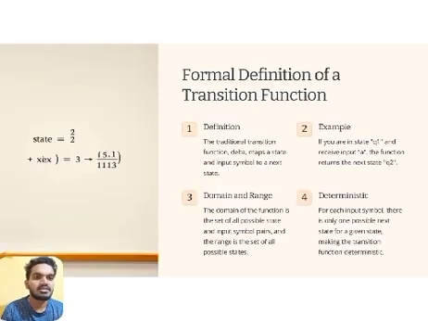Formal definition of a transition function. Definition: the traditional transition function delta maps a state and an input symbol to a next state. Example: if you are in state q1 and receive input a, the function returns the next state q2. Domain and range. The domain of the function is the set of all possible state and input symbol pairs, and the range is the set of all possible states. Deterministic. For each input symbol, there is only one possible next state for a given state, making the transition function deterministic.